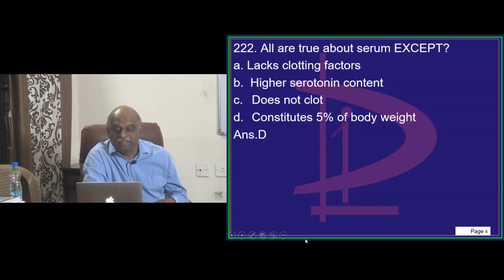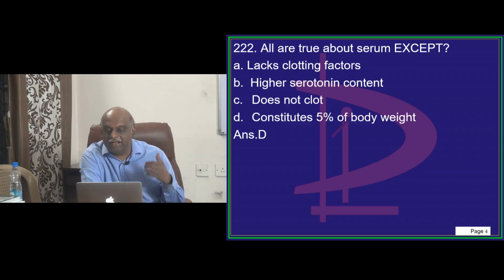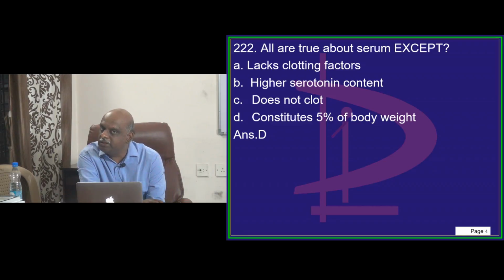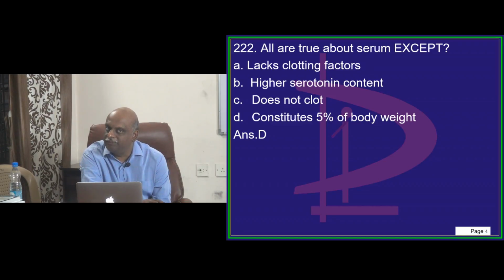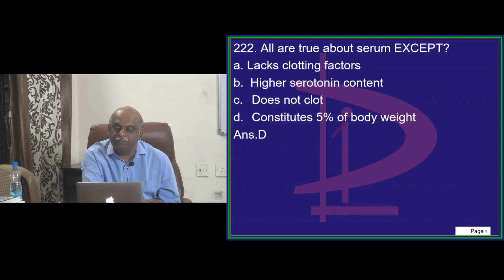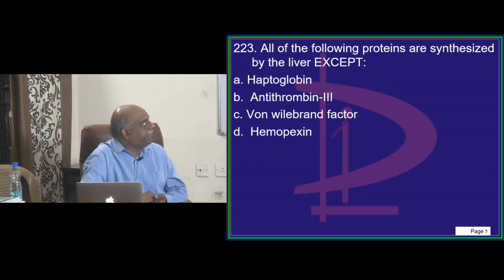So Ranjit is proposing constitutes 5% of the body weight is wrong. That's right. So it does not clot. It has a higher serotonin content and it lacks the clotting factors is all what you have to basically remember. So Pradeep is a bit lost about serotonin, but you should remember Pradeep, serum has a higher serotonin content is what you have to remember.